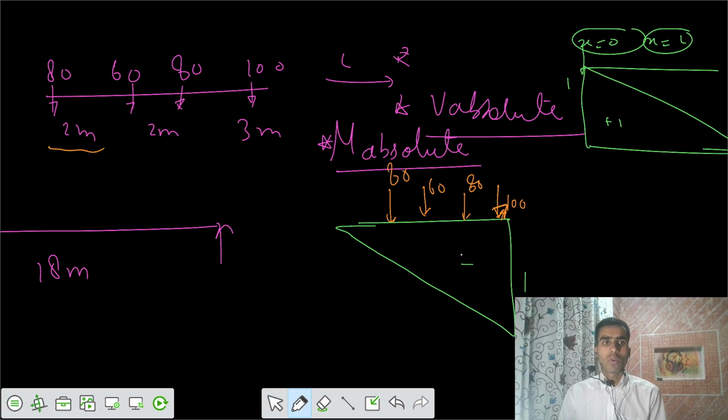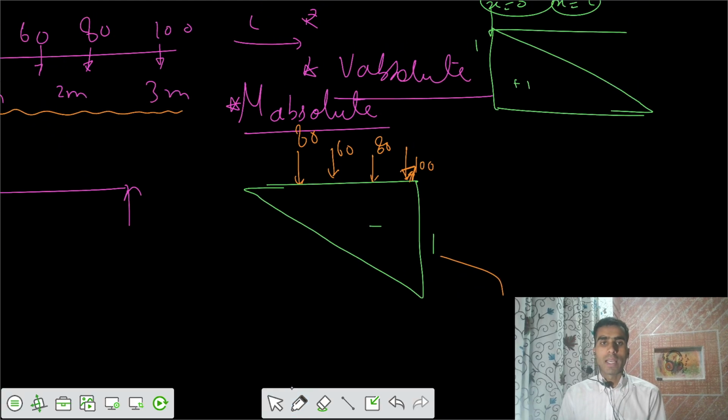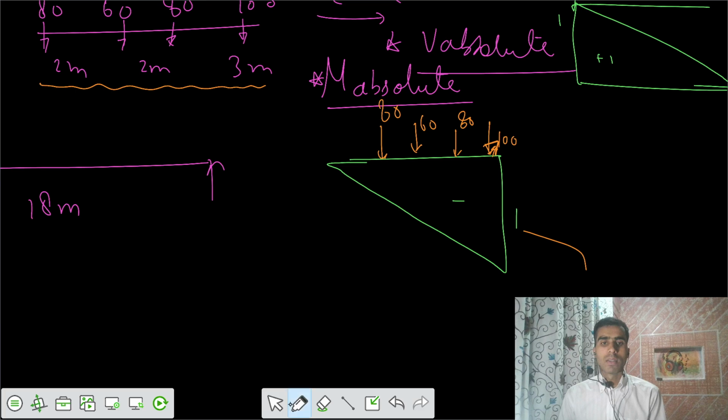So the total length is 3 plus 2 plus 2, that is 7, and the total length of the beam is 18 meters. So I would say theta here equals 1 by 18, 1 unit for the length of 18. So what is the V negative absolute we can have? Can you calculate that? I would say that is equal to 100 into 1.